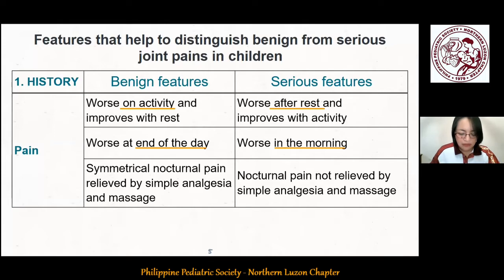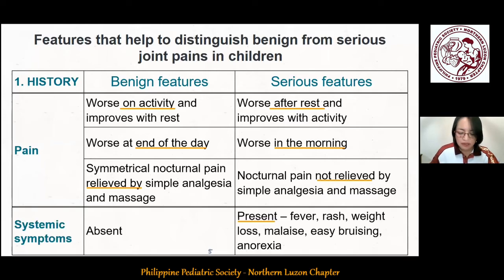Moving on, symmetrical nocturnal pain relieved by simple analgesia and massage is a feature of growing pains, in contrast to malignancies, where the nocturnal pain is poorly responsive to analgesics and massage. Furthermore, systemic symptoms such as fever, rash, and weight loss are found in more serious conditions.